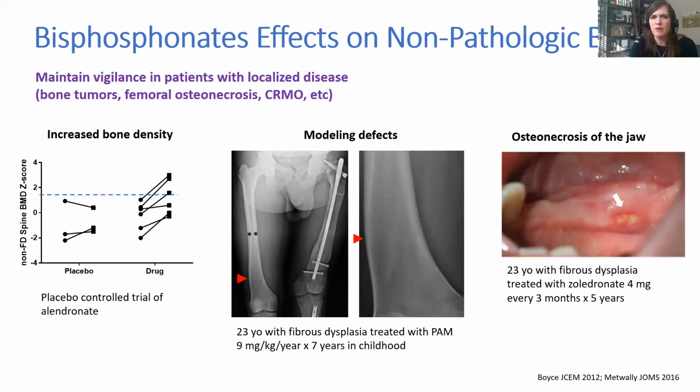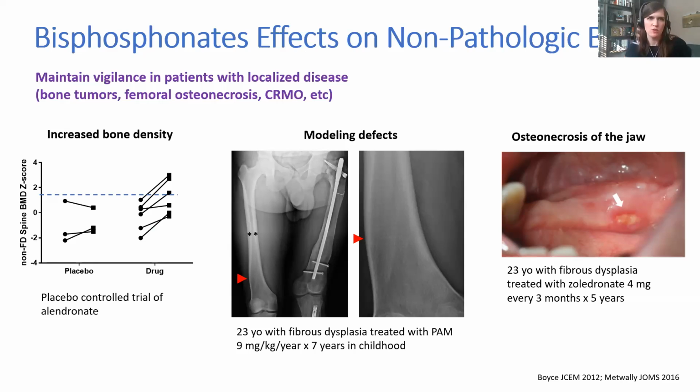So we do have to bear in mind bisphosphonate effects on non-pathologic bone. This applies to the population of patients who have localized disease, such as bone tumors or femoral osteonecrosis, because these patients have an overall normal skeleton and are having pain from a focal lesion. The images here come from fibrous dysplasia. That's what I study, but I think they are generalizable to a number of different localized conditions.